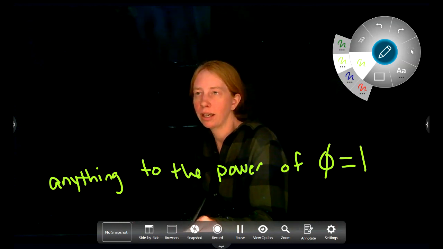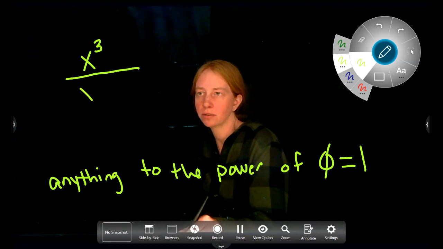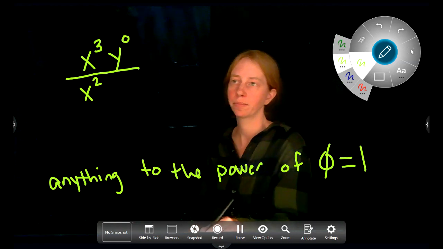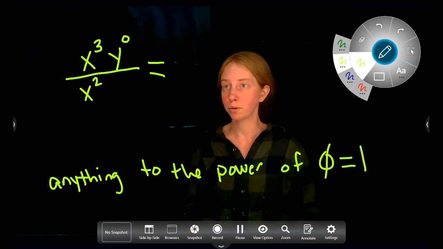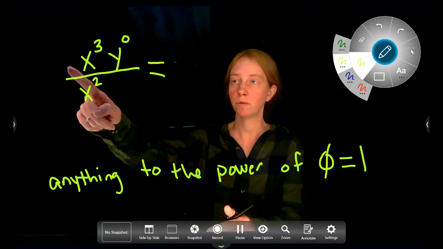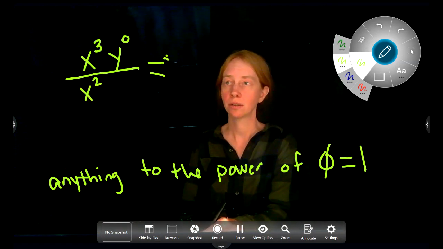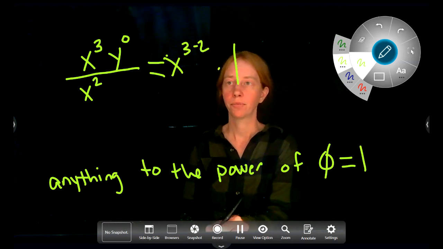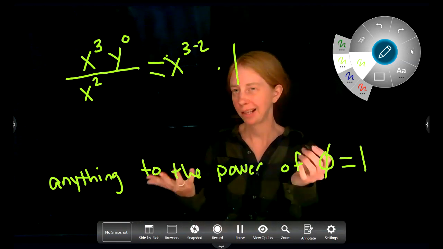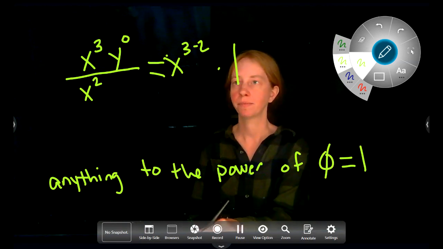I like this one. Okay, so x to the third divided by x squared, y to the 0. If you simplify that, you have to use two rules, right? First, we're going to use our division rule with this. So x to the 3 minus 2, and y to the 0 is 1, which can be silent. You don't need to actually write the 1. Okay, so we have x to the 3 minus 2.